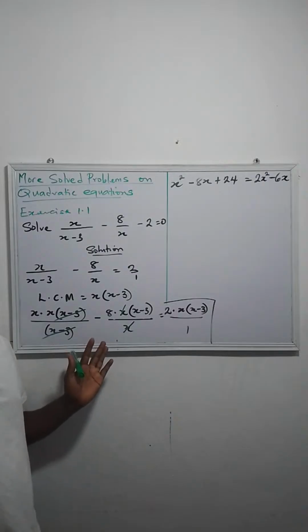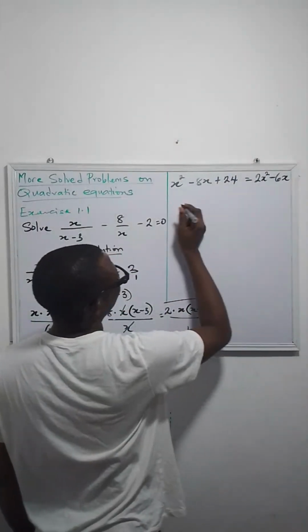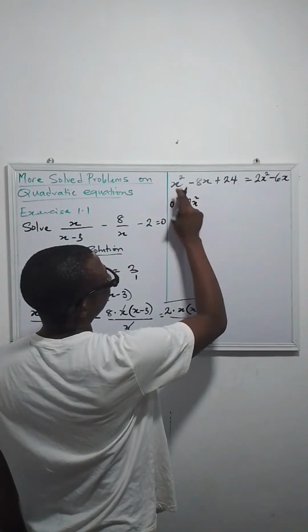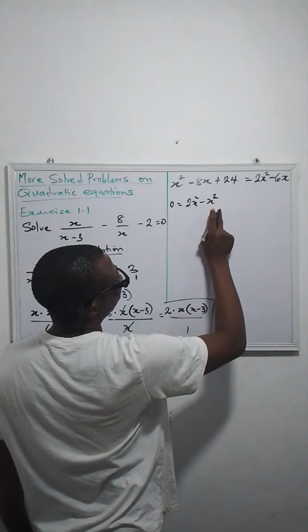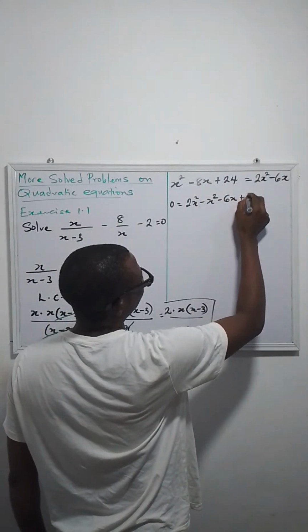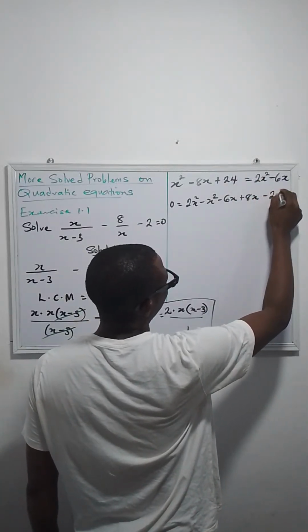Okay, so what is the next thing? We'll try and collect the like terms. So we have, let's move everything here. 0 equals 2x squared. Now when you move this one here, we have negative x squared. Okay, we have negative 6x. This gives you positive x. And this gives you negative 24.